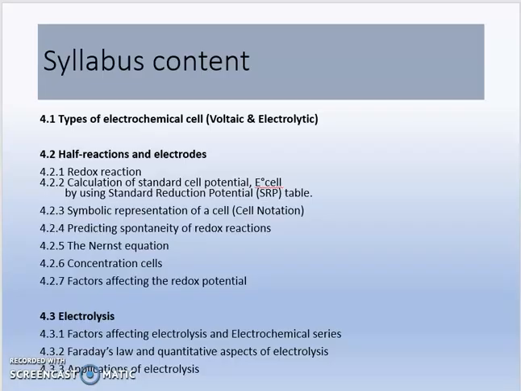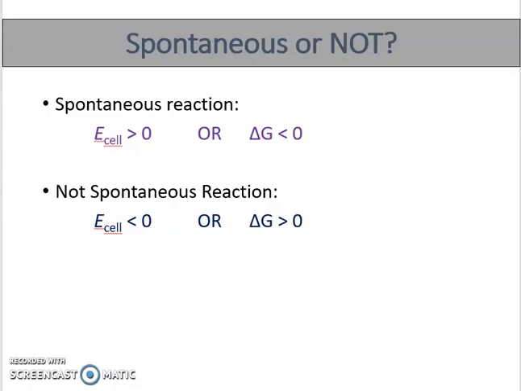And in this video, I will explain how to predict the spontaneity of the redox reaction, the Nernst equation, and also factors affecting the redox potential. To predict the spontaneity of the redox reaction, we have to look into the E cell value and delta G value. If the E cell is greater than 0, or the delta G, or Gibbs free energy, is less than 0, it will be a spontaneous reaction. And if E cell is less than 0 or delta G is greater than 0, it is a non-spontaneous reaction.